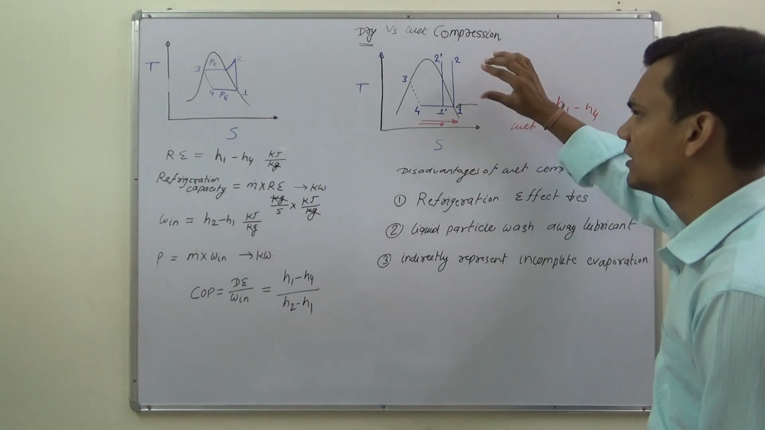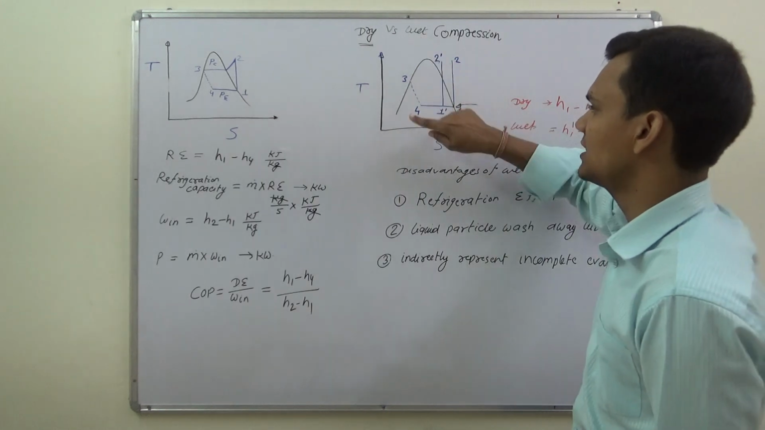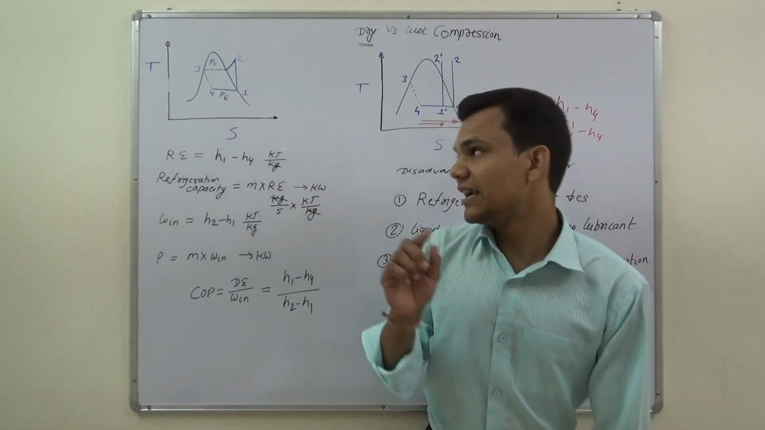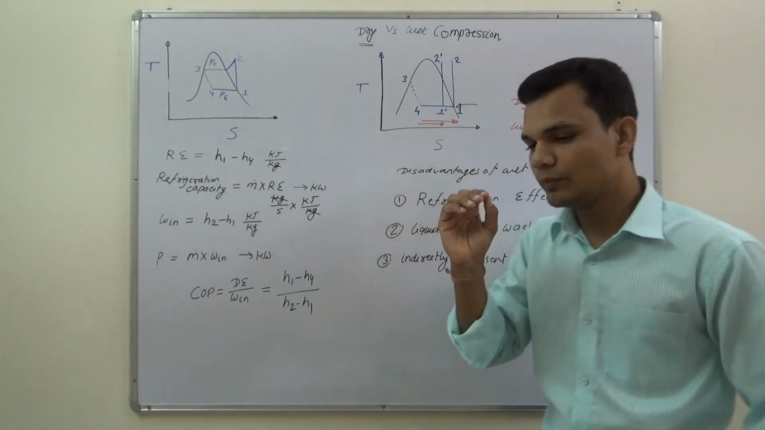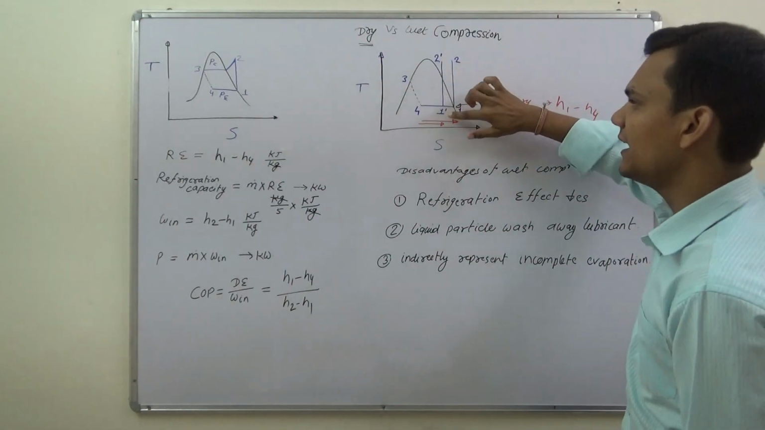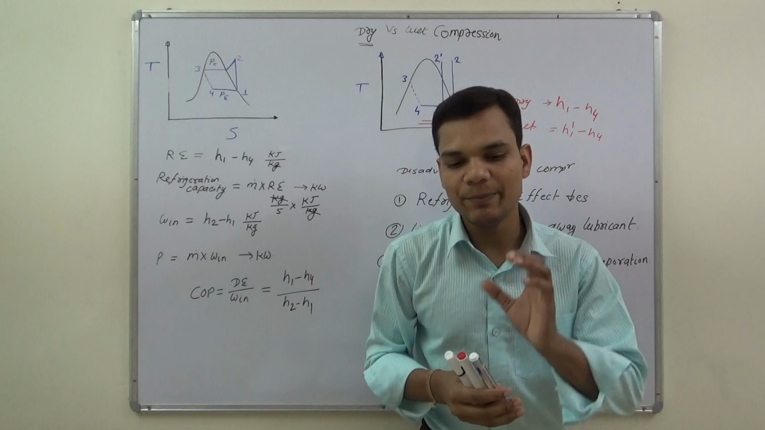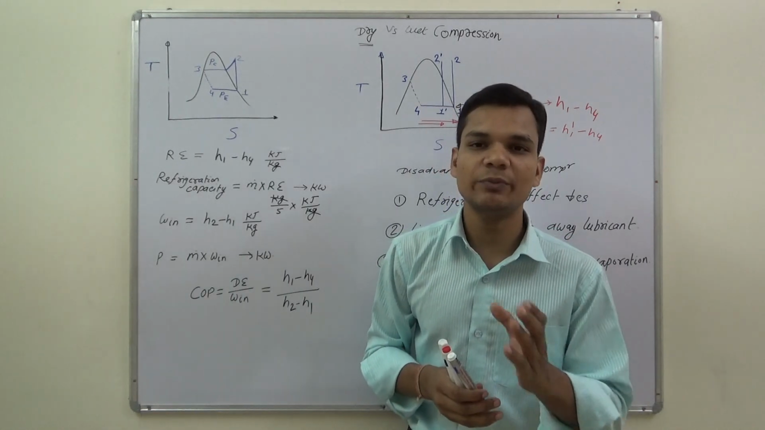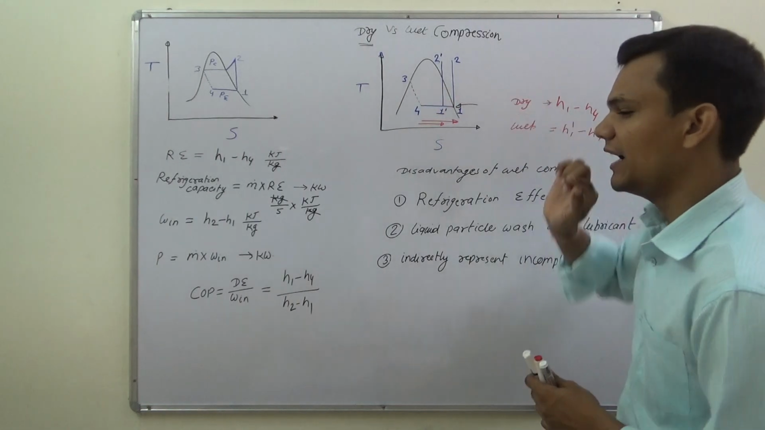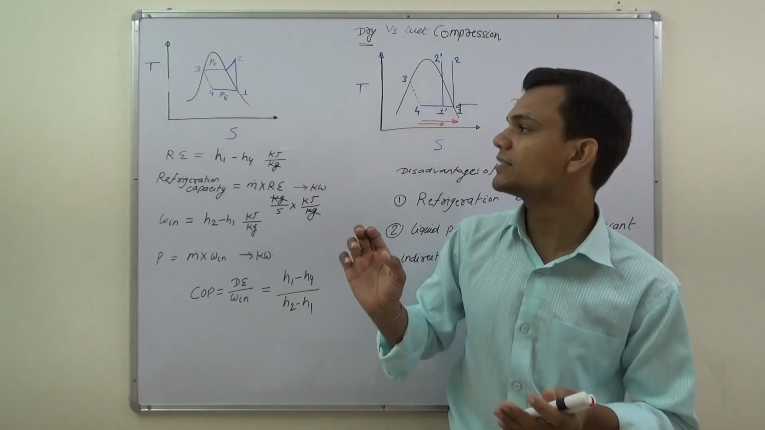Because if complete evaporation takes place, the compression starts from the saturated vapor line, but due to wet compression it is starting from point 1 dash, so the refrigerant is entering from point 1 dash, which shows incomplete evaporation. And if it enters at point 1 dash, then the compressor work also increases, because we made the compressor to handle the gaseous phase of the substance, but here it is a mixture of vapor and liquid particles, so the compressor work also increases. So these are the disadvantages of wet compression.